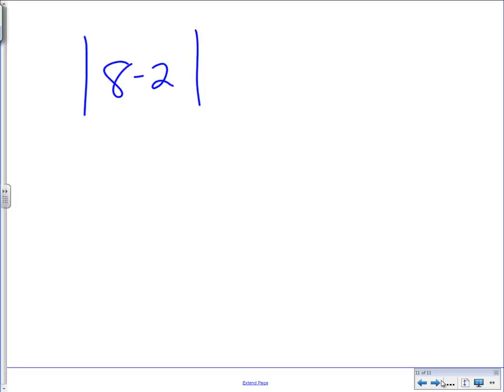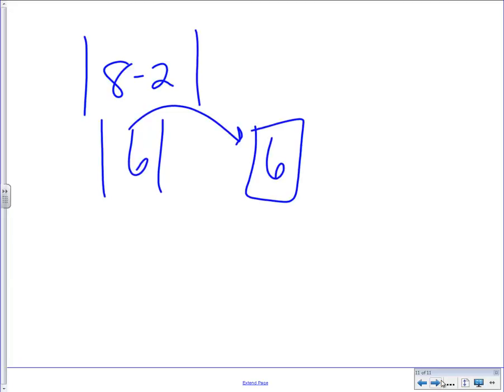What if they give you a problem where there's something to do? Well, this is what I'm talking about. The absolute value of 8 minus 2. So I subtract, and I get 6. I take the absolute value of 6, and I have a final answer of 6.